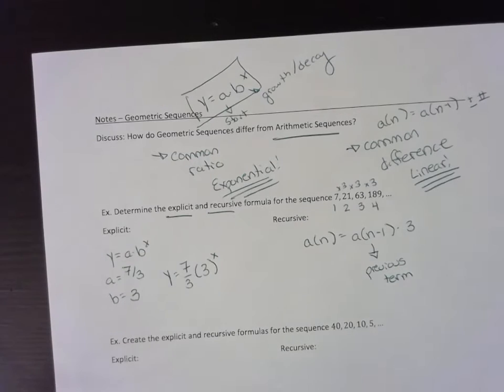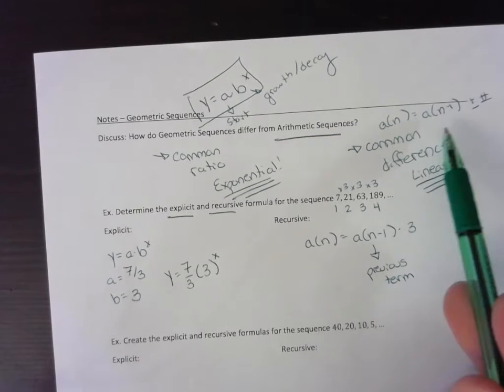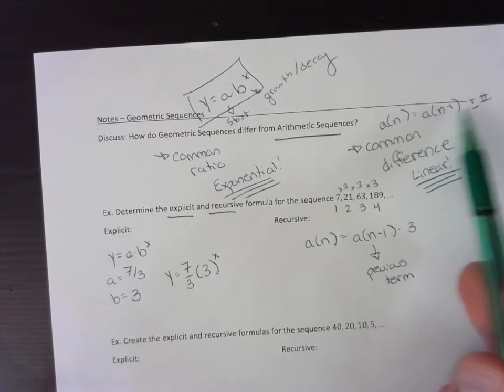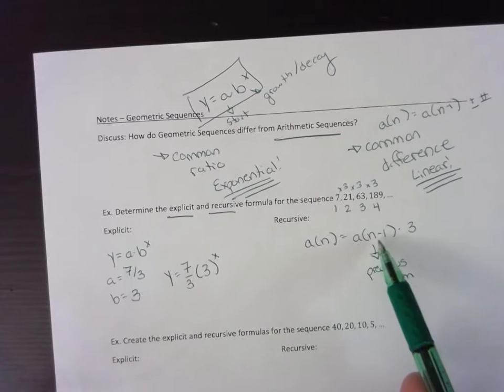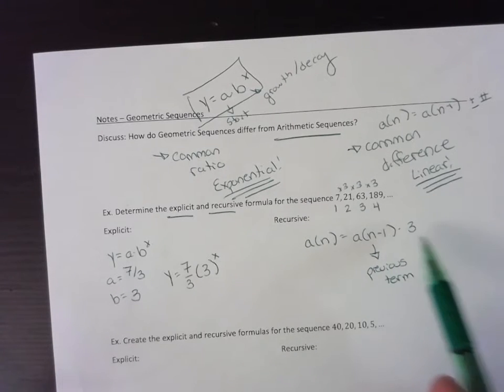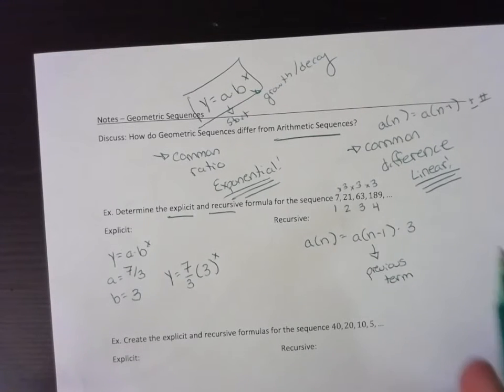So again, just like how arithmetic was a of n minus 1 plus or minus some number, same concept here. It's going to be a of n minus 1 multiplied by some number. That's how it's always going to look. If you want to put the 3 in front, you can, but I'm going to put it on the side, just because why not?